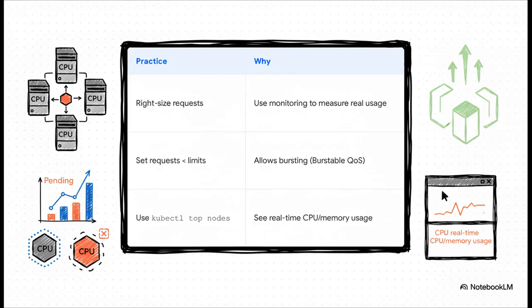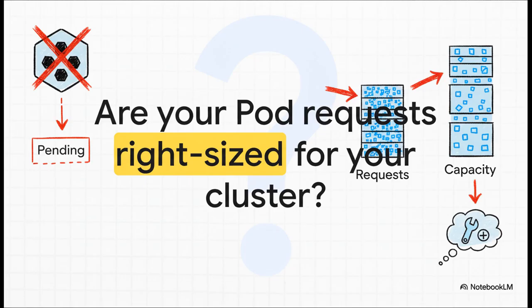Super useful. And that brings us to the main takeaway here. That pending pod, it's not a bug. It's actually Kubernetes doing its job perfectly. It's protecting the cluster from being overloaded. This entire process forces us to be smarter and more deliberate about the resources our apps need. So the question I want to leave you with is this: are your pod requests actually right-sized for your cluster? Really thinking about that will make you a way more effective Kubernetes user.